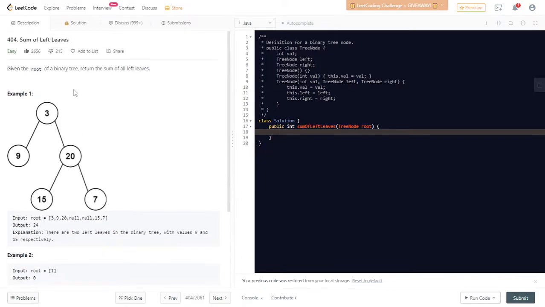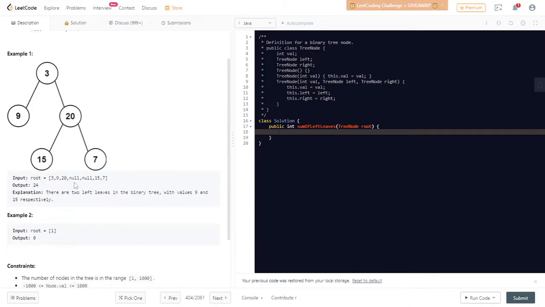Today we are gonna be solving this Leetcode problem 404, sum of left leaves. Given the root of a binary tree, return the sum of all left leaves. This is a very straightforward question. The binary tree is already given to us, and we have to sum these left leaves. Here is the binary tree: 3, 9, 20, null, null, 15 and 7, and the output is 24.